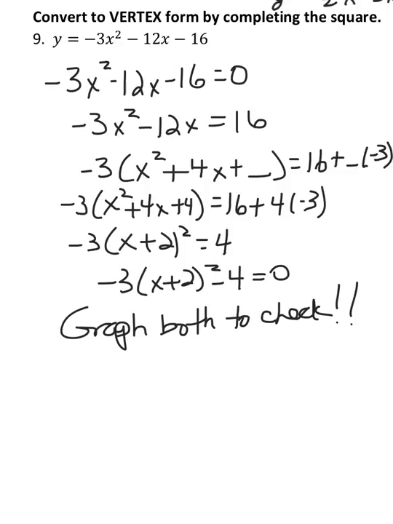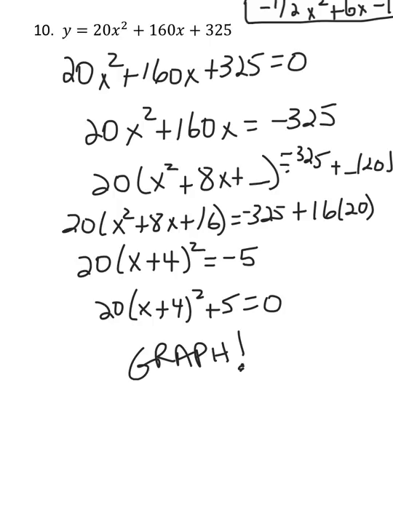Now we're going to do the same thing with number 10. All right, so here's number 10, and I did it exactly like the other one. We have 20x squared plus 160x plus 325 equals 0. So I set my equation equal to 0. I then moved my 325 over, so now I have it equals negative 325.